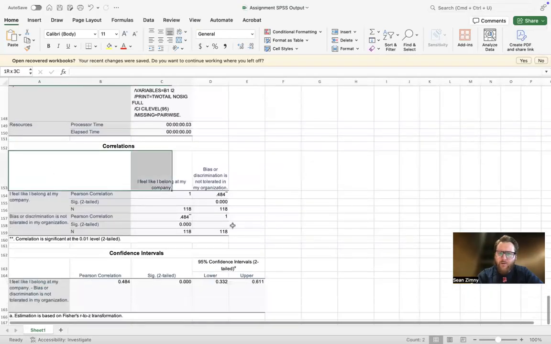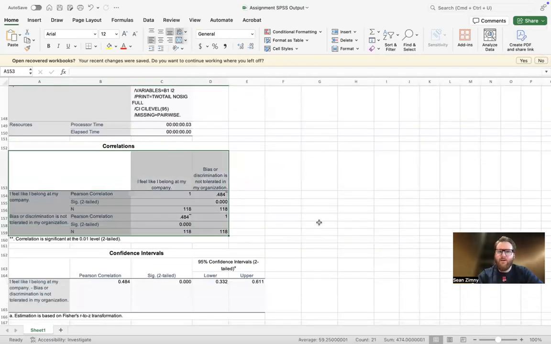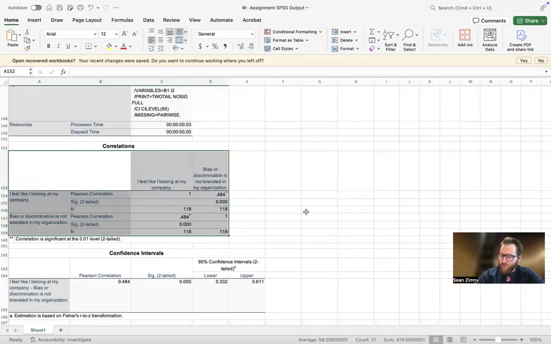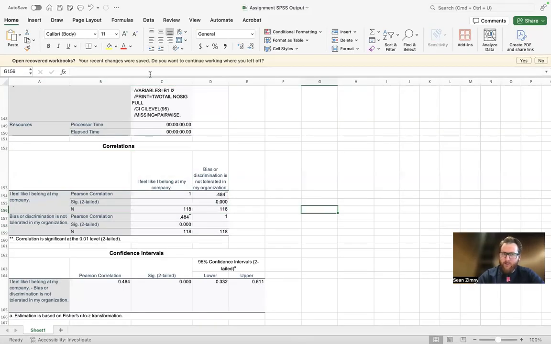So that's going to be really easy for you. You can make these into prettier looking tables as well. That is absolutely something you can do. Some bonus points there for you. But you can also just copy this and paste it into the assignment and then explain it that way. So that is really it.